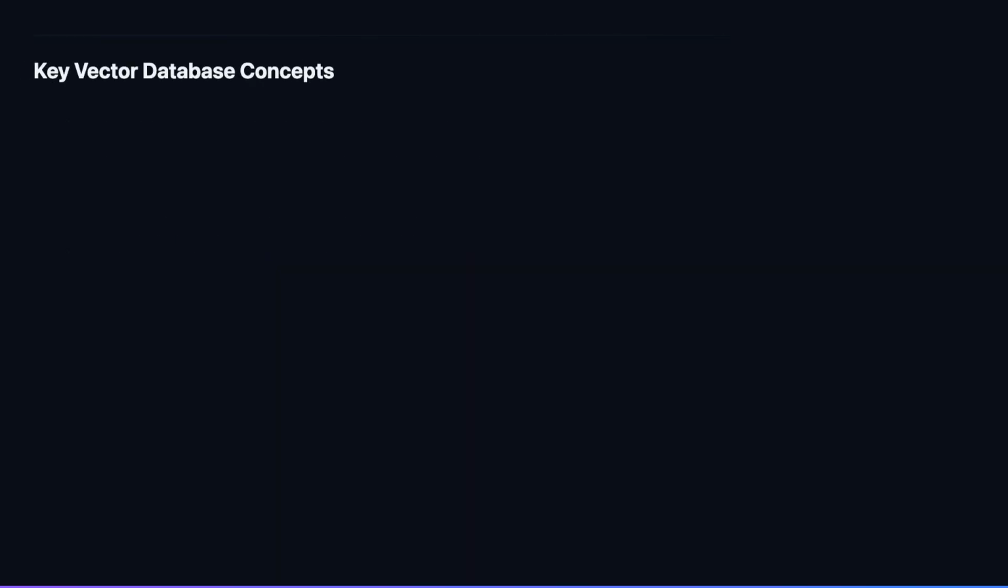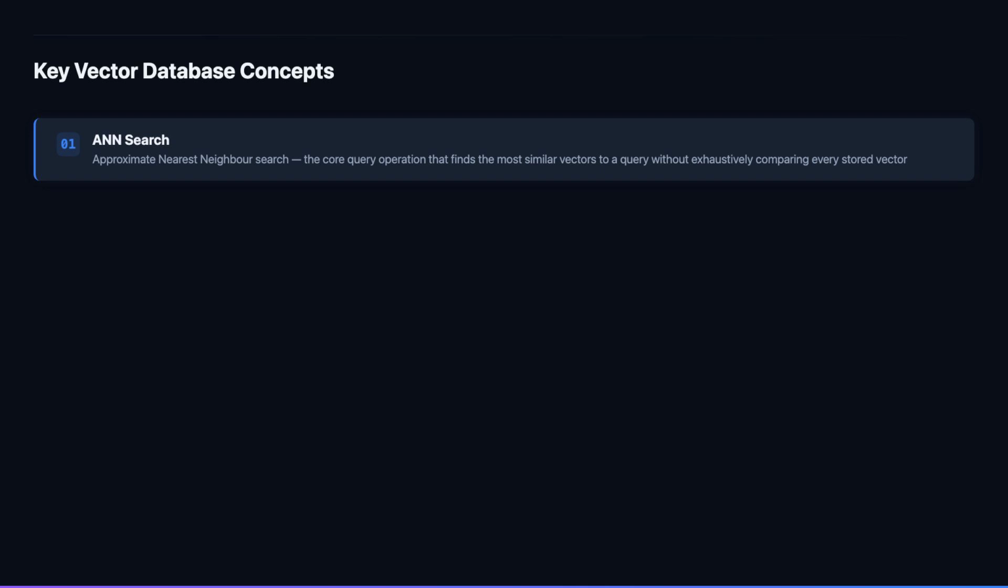4 essential terms that every practitioner needs to understand when working with vector databases. Approximate nearest neighbor search is the algorithmic heart of every vector database. Given a query vector, ANN search identifies the k stored vectors that are most similar without comparing the query against every single vector in the database, a process that would be far too slow at scale.